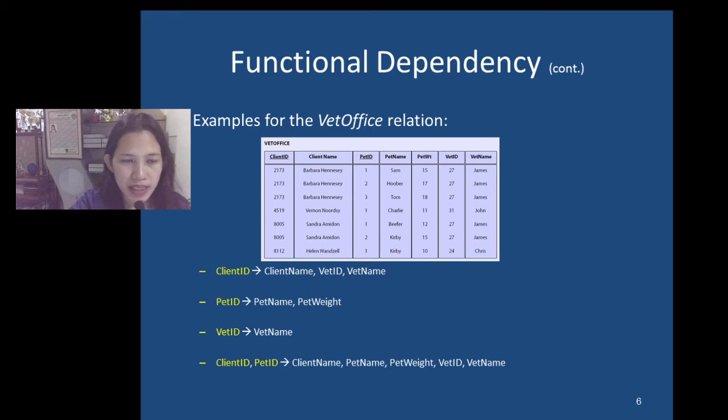Given the client ID and the pet ID, we can determine the client name, the pet weight, the vet ID, and the vet name. And lastly, if we have the value of the client ID, the pet ID, and the vet ID, we can determine the client name, the pet weight, and the vet name.